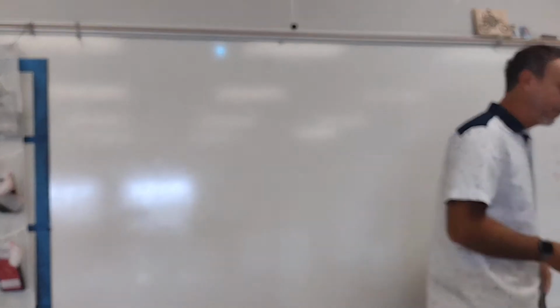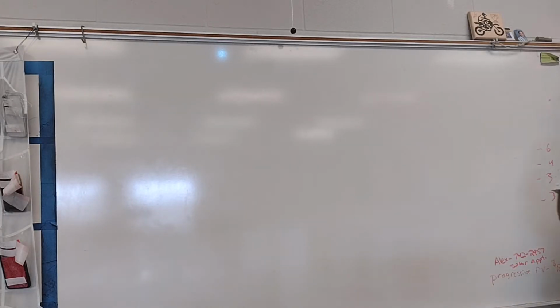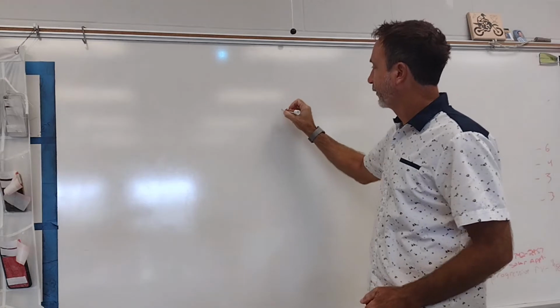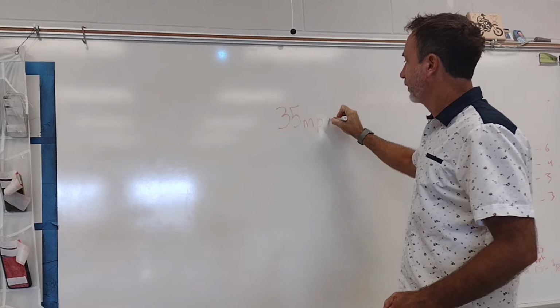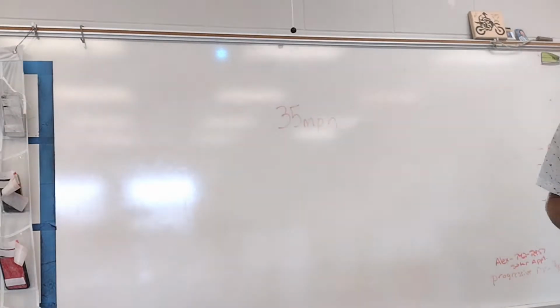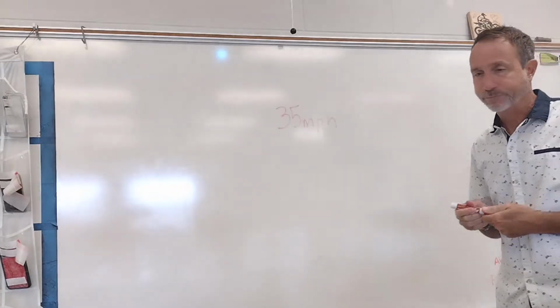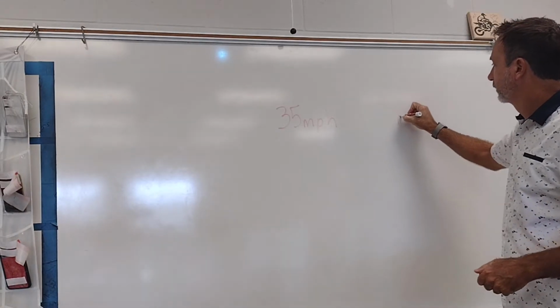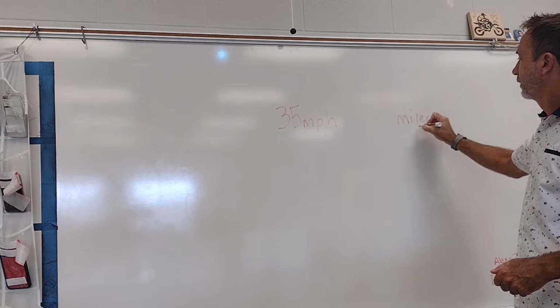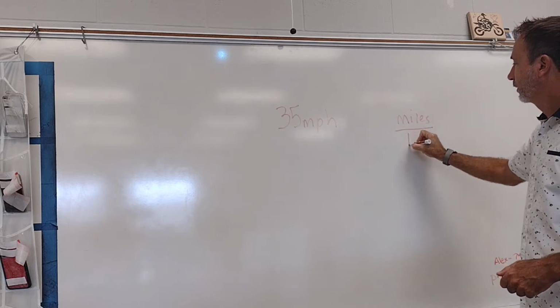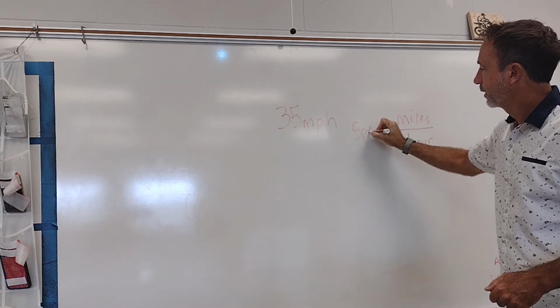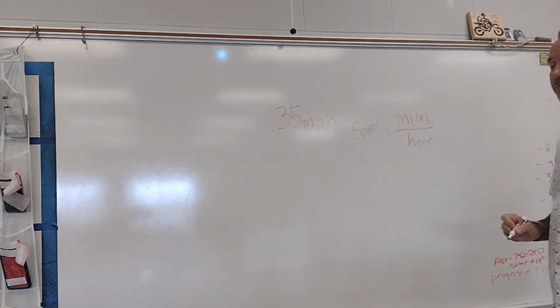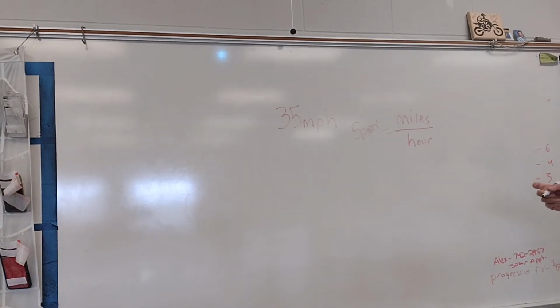So if we talked about 35, when you said, oh, I'm in a 35, that means a 35 mile per hour zone. All right? That's literally showing us miles per hour. So your speed is given in miles per hour. That is the velocity formula.